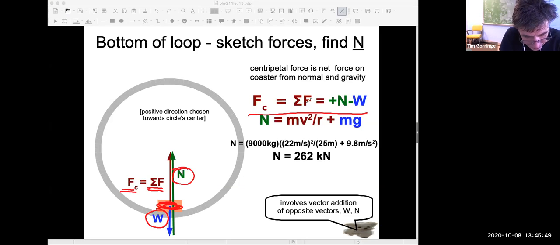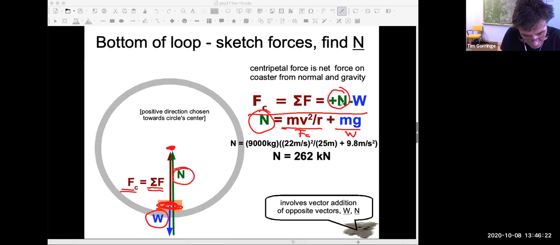The centripetal force is the sum of the forces, the net force, and those are an upward normal force that acts towards the center of the circle, the axis of rotation, and a downwards gravitational force that acts opposite the direction of the axis of rotation. We want to solve for N. So I can rearrange this equation for N. N is Fc, the centripetal force, less the weight, mg.